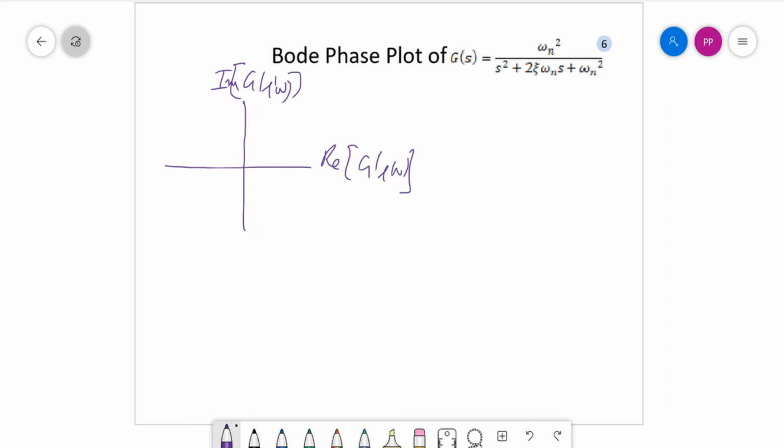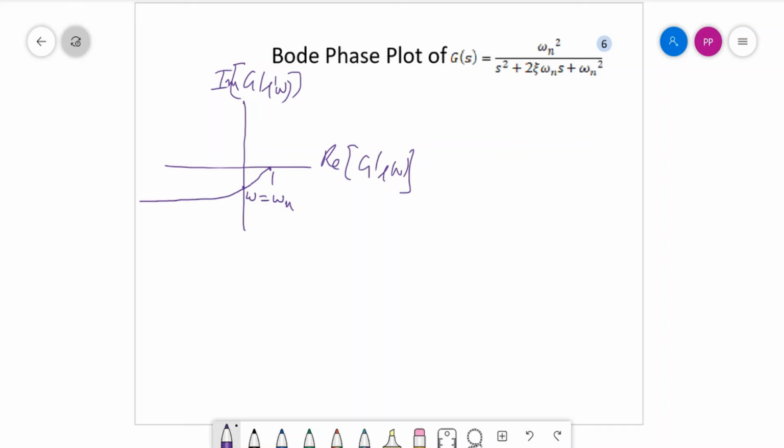Now you can see that when the value of the frequency is very small, the real part is dominant and this is 1. But when it increases gradually, at omega equals omega n it crosses the imaginary axis, because at that time the real part will be 0. Then the plot should be like this.